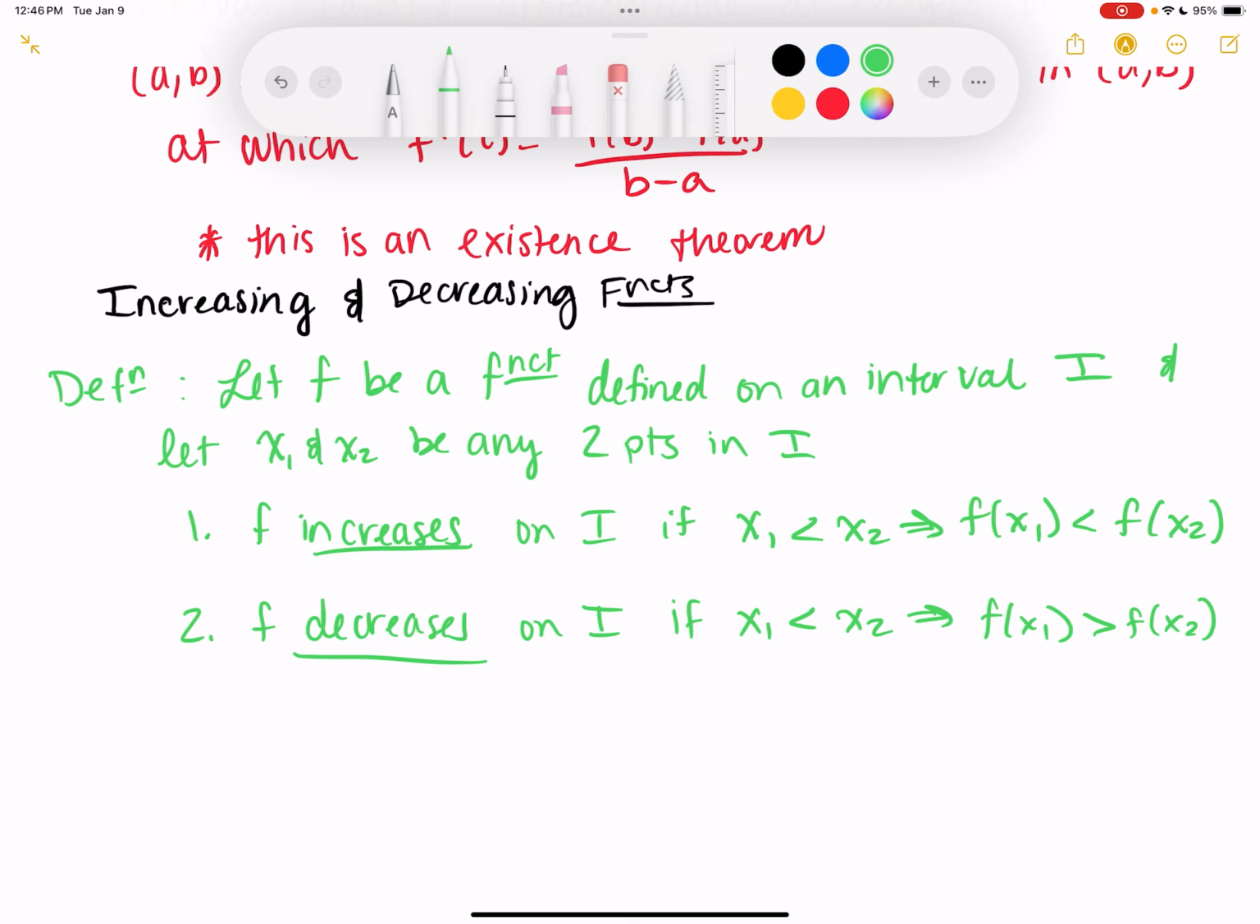So basically in the first one, it's saying that the y value of the first x value is less than the y value of the second one, because as x gets bigger, it would be going up. And then the other one, as x is getting bigger, y is going to be going down. Think about it visually for it to make sense.